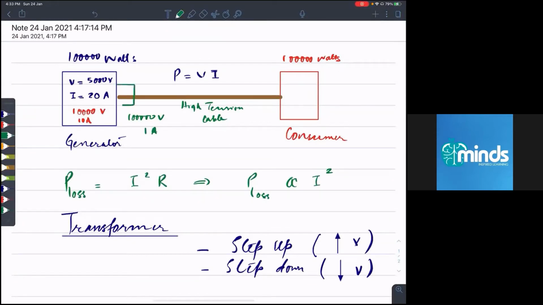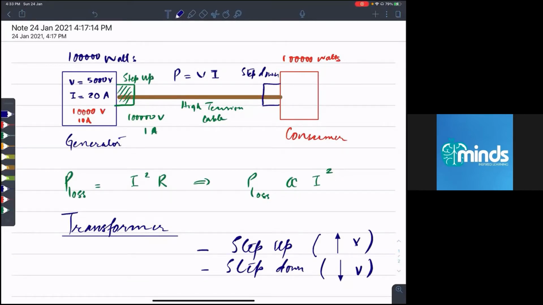So it means that at the generator end, we must be using a step up transformer. We must use a transformer here. That transformer is basically step up, right? And on the consumer end, we must be using a transformer that should be step down. That step up transformer at the generator will keep on increasing the voltage to a very high value so that we can use a high tension cable. And the step down transformer at the consumer end will transform that high value of voltage to a very low value like 240 volt.